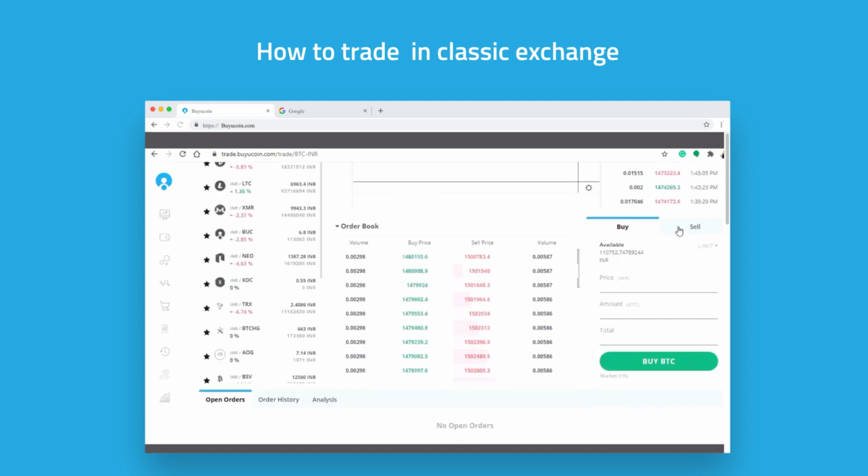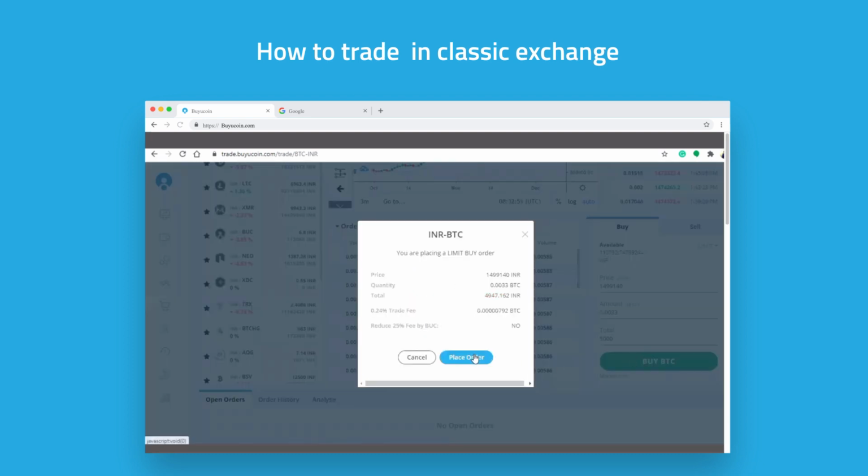Now enter the price at which you want to buy the Bitcoin. You can either enter the amount of Bitcoin or INR. Here we input the INR amount as 5,000 Indian rupees. Now click on Buy button. Click on Place Order button.